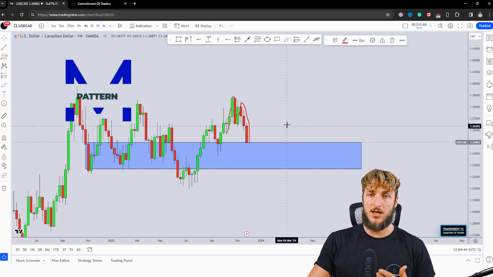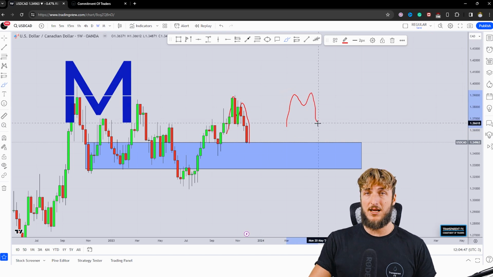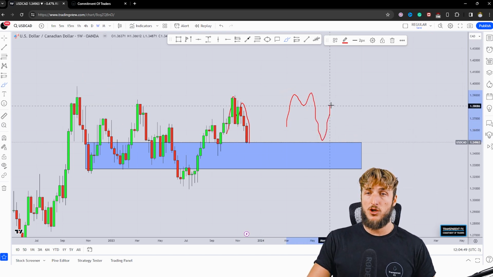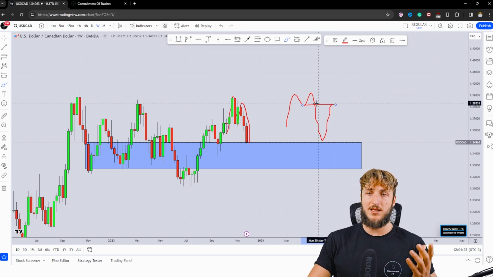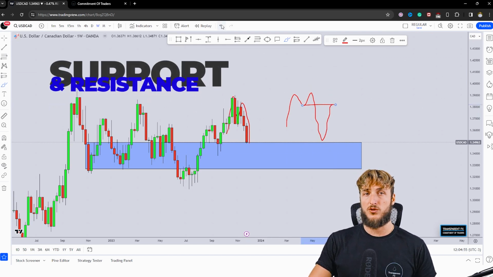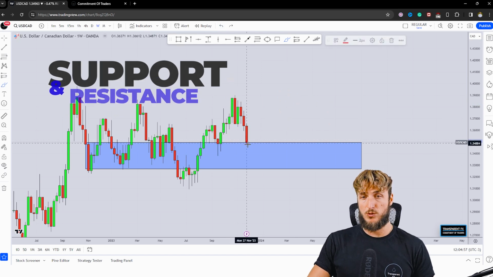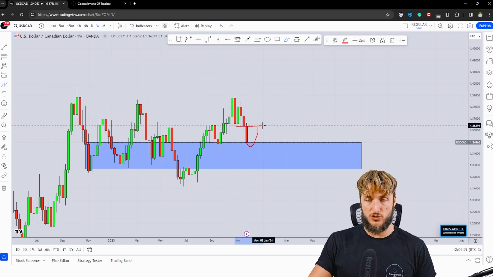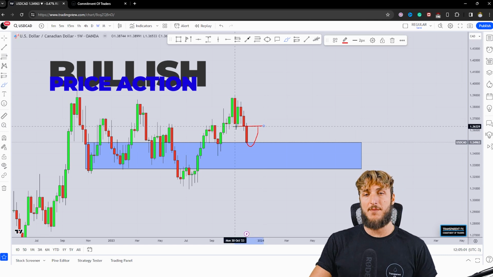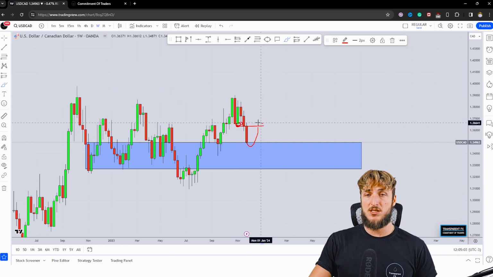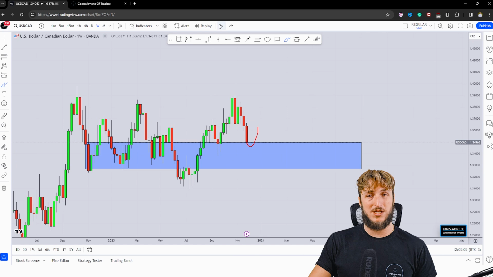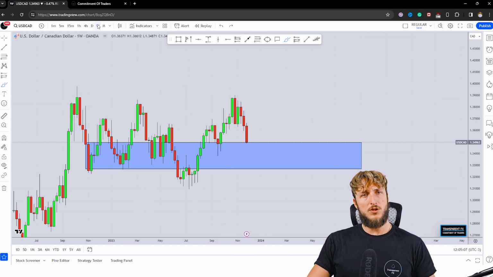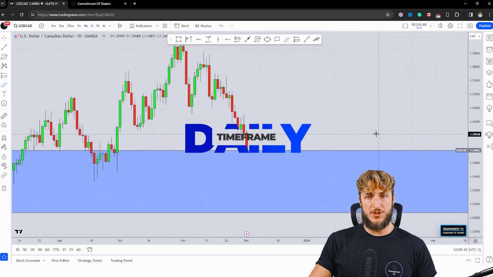this M pattern. And in general, as explained many times, after the creation of an M pattern, you would expect a rejection to the upside for a completion of the pattern at the neckline, which is the previous support turned resistance. So here on the weekly, what we could expect is a potential rejection to the upside for a completion of this M pattern at the neckline, which is this previous support turned resistance here. Now, dropping down on the daily time frame, what do we see?